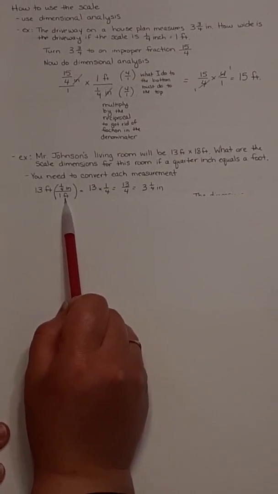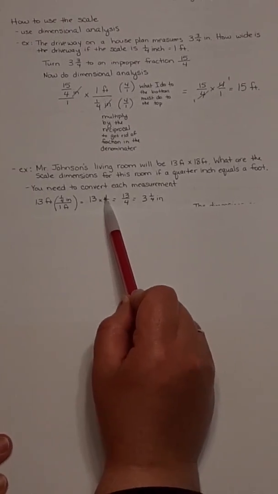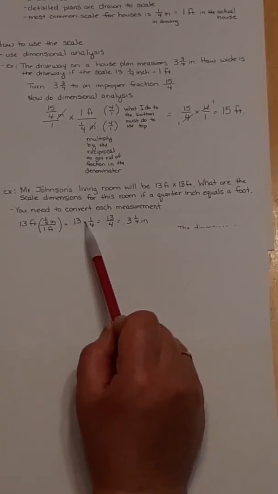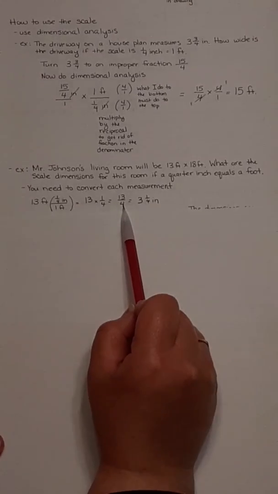So I'm going to go ahead and just straight multiply. Here's my 13/1 times my numerator of 1/4. I'm not worrying about the denominator because it's 1, so I'm just going to straight multiply. 13 times 1 is 13. 1 times 4 is 4.